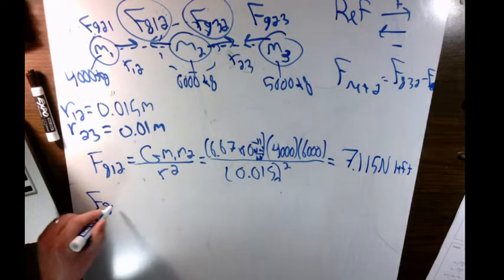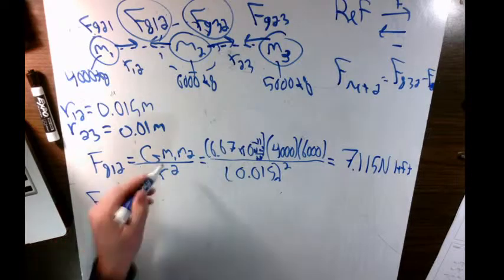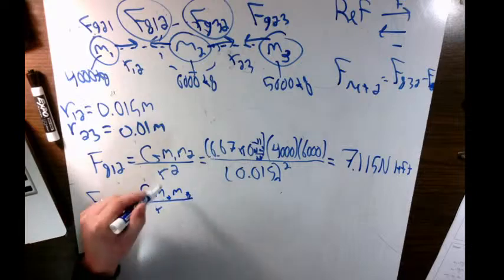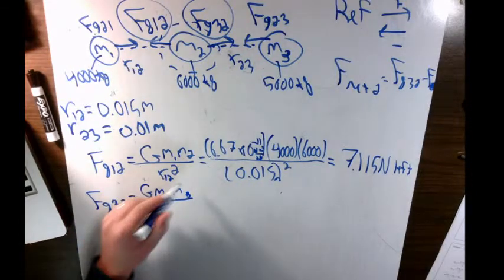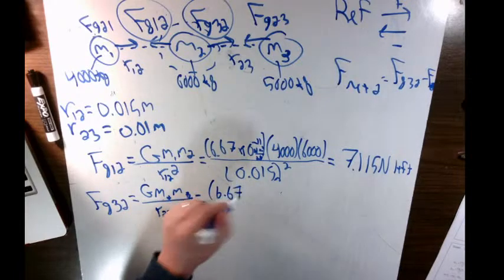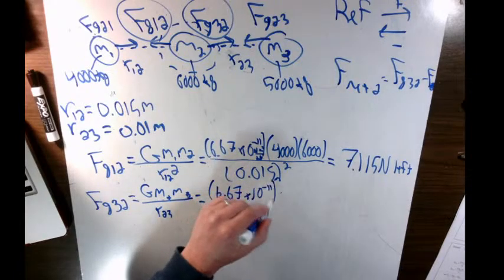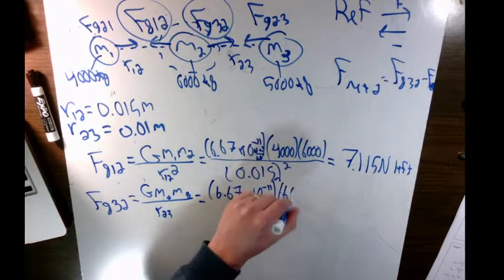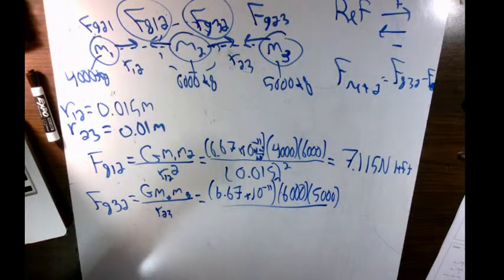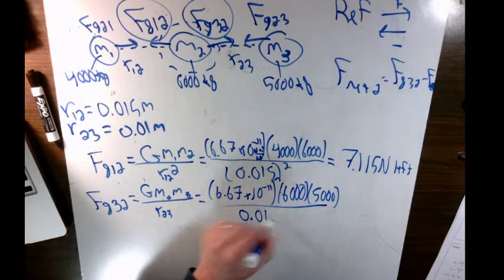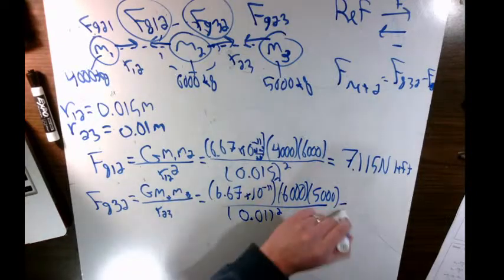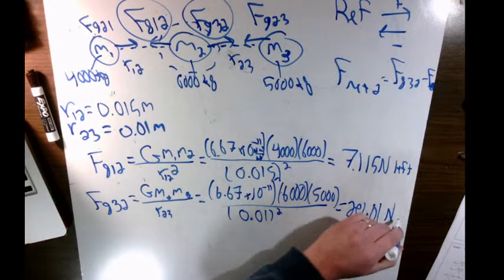Now, between 3 and 2, we're going to use the same formula, but different masses, mass 2, mass 3, and our different radius. So that was distance between 1 and 2. This is distance between 2 and 3. Same coefficient of gravity, negative 11. Two new masses, we have 6,000 for mass 2, 5,000 for mass 3, and we're dividing it by our distance, which is now 0.01 meters squared. And this one will be 20.01 newtons to the right.